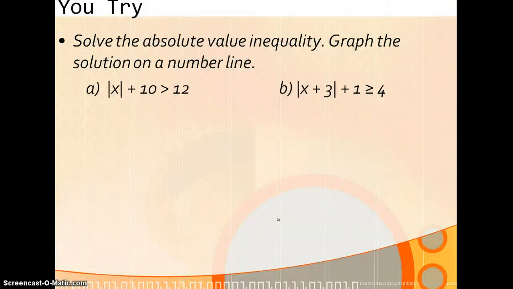So your try-its say solve and then graph. So A is the absolute value of x plus 10 is greater than 12, and B is the absolute value of x plus 3 plus 1 is greater than or equal to 4. Again, please remember to write all your steps out and watch out for those BAM scenarios where you need to flip the inequality in the process of solving absolute values.